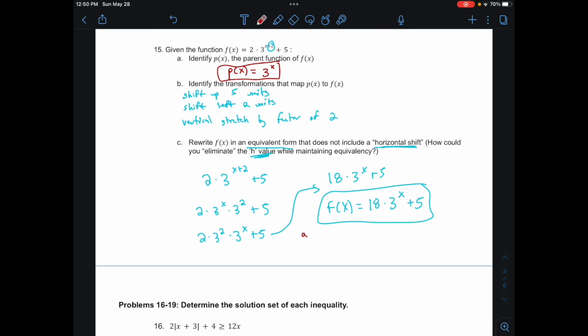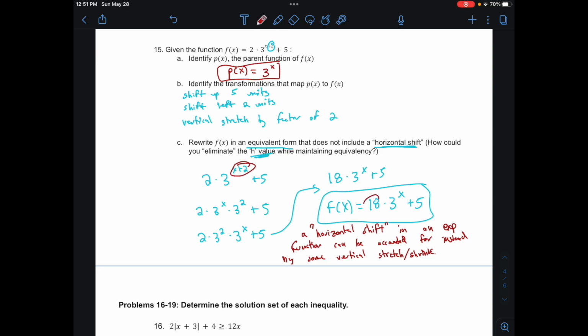So it's kind of interesting. A horizontal shift in an exponential function can be accounted for instead by some vertical stretch or shrink. So instead of saying we just shifted our function left, we could actually say we stretched it by a factor of 9. That's kind of interesting and has to do with our properties of exponents and multiplication and so on.